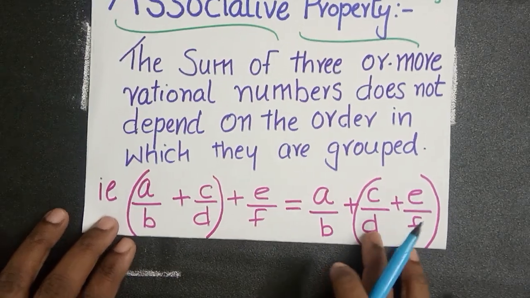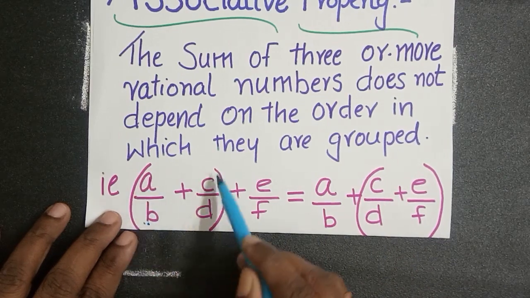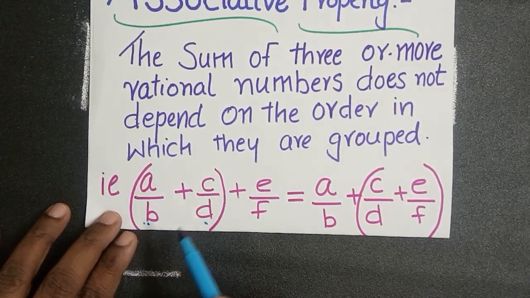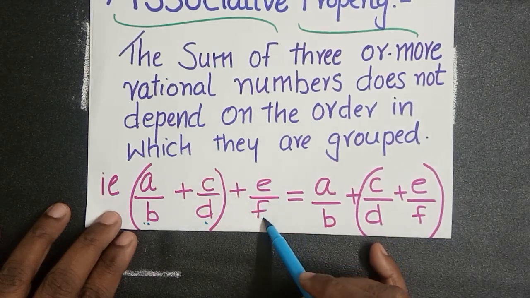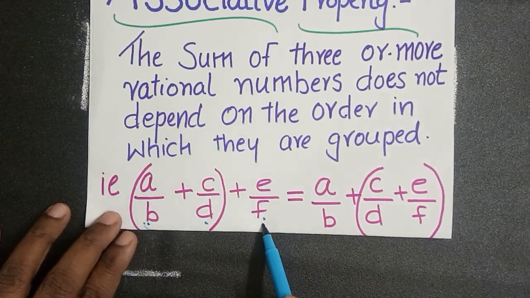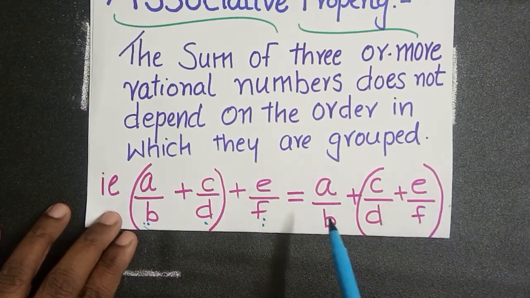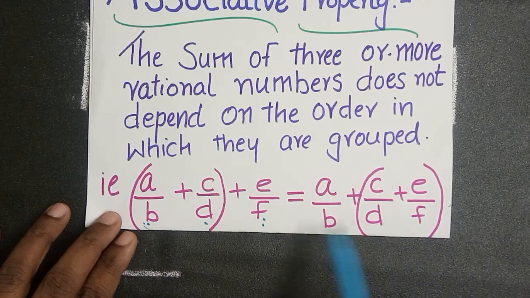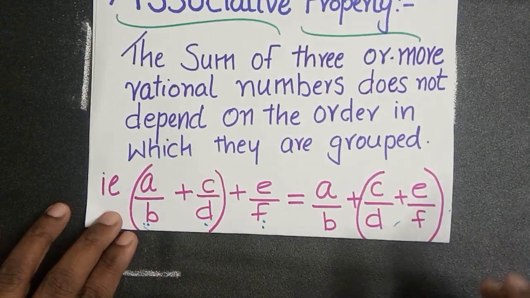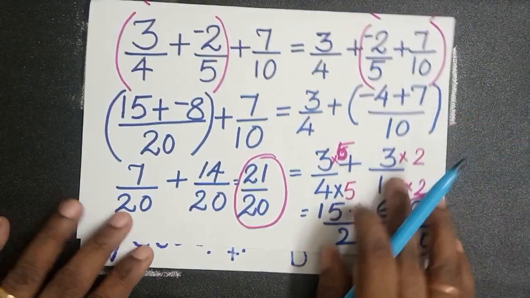Okay. So here the statement is, if a upon b and c upon d are two rational numbers and a third rational number is to be added to it, you can add them in two different ways or many different ways. That is, if you take these two first, add them, to that sum you add e upon f. Or you can take the last two first, add them, and to that sum you can add the first one. In both the cases, the answer will remain the same. That means the order doesn't matter. Okay, so let us see this also with an example.